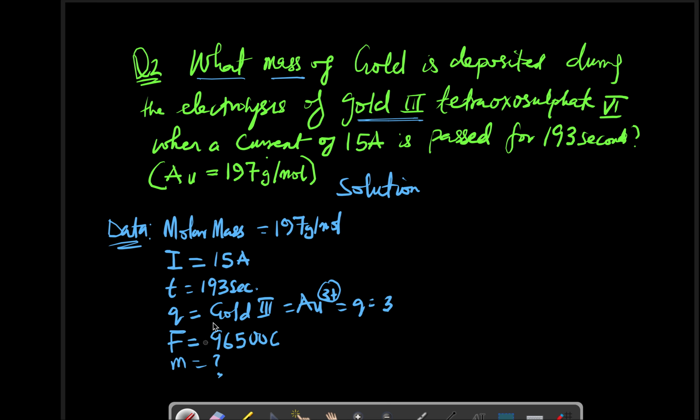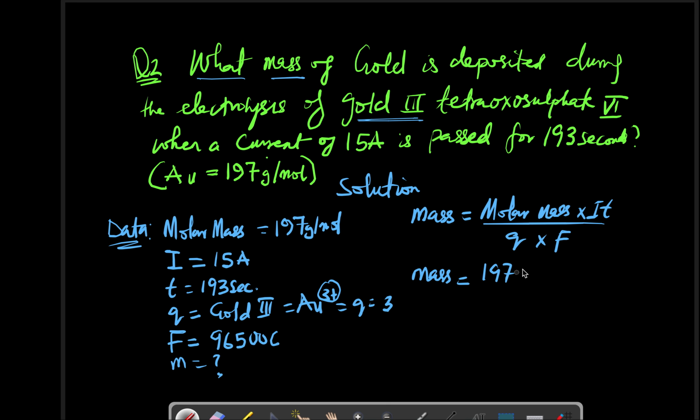Looking at all of these, the formula that could help you figure this out is the formula I gave you, which was M, for mass, equal to molar mass times I T, divided by Q times F. So just plug everything into the formula, then you're good. The molar mass is already 197, multiplied by I, which is for current, is 15. Multiply that by T, which is for time, and that is 193.